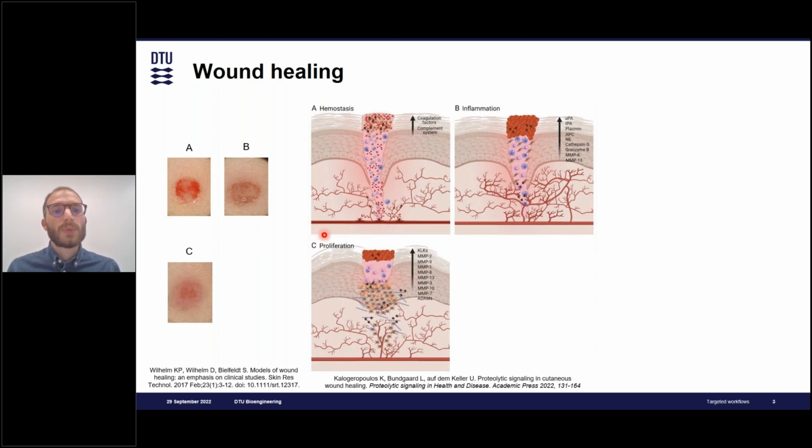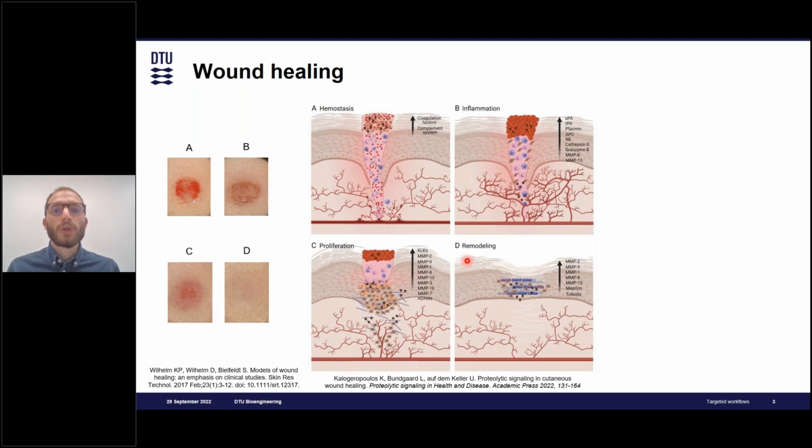Next up, we have the proliferative phase, where fibroblasts and keratinocytes migrate to the wound site. They profusely express extracellular matrix proteins, and they cover the site by proliferation. And finally, we have the remodeling phase, which is the lengthiest of them all, where collagen fibrils and other ECM proteins are organized and scar tissue is formed.